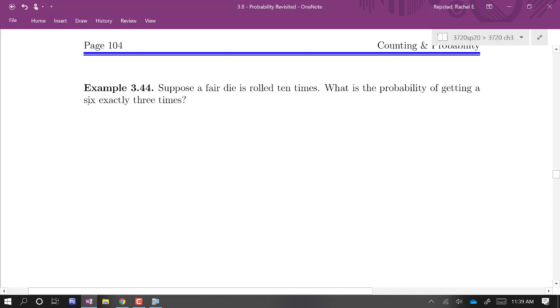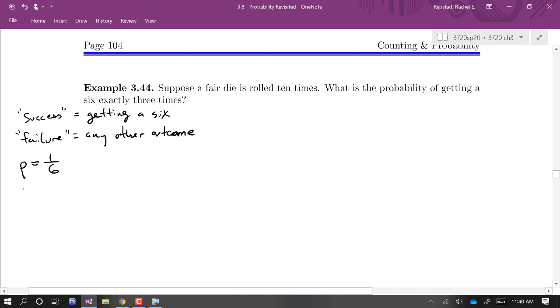So let's say we're interested in getting a 6, right, exactly 3 times. So let's say our success, we'll define that as getting a 6. And a failure as any other outcome. So note that we're either going to have success or failure, right? I'm either going to get a 6 or I'm not. The probability of success, P, is 1 out of 6. The probability of failure, Q, is 5 out of 6. We'll note that these add up to 1, which has to be the case.